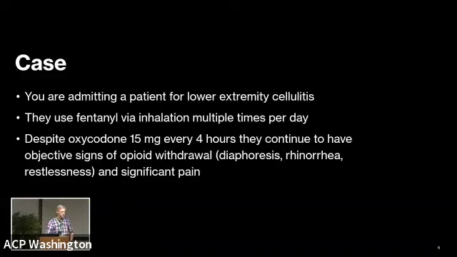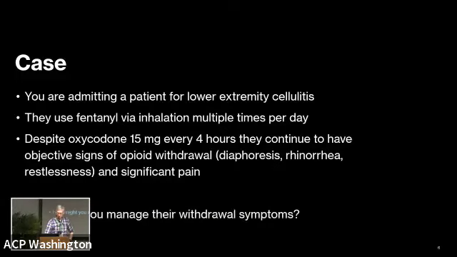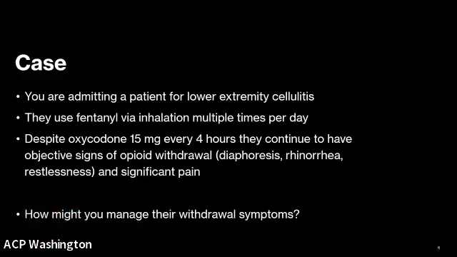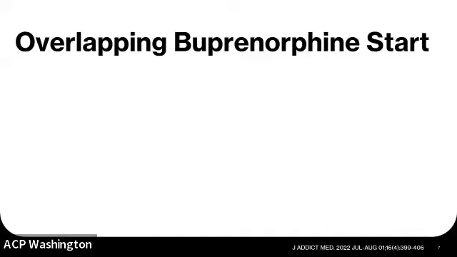But unfortunately, they're continuing to have objective signs of opioid withdrawal. So they're a little bit diaphoretic, their nose is a little runny, they're feeling pretty restless, and their pain is poorly controlled. So how are you going to manage their withdrawal symptoms in this situation? I'm going to talk about 2 different strategies with 2 different medications. So let's start with buprenorphine, obviously a partial opioid agonist.